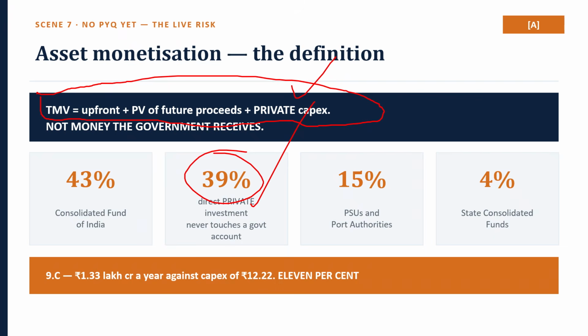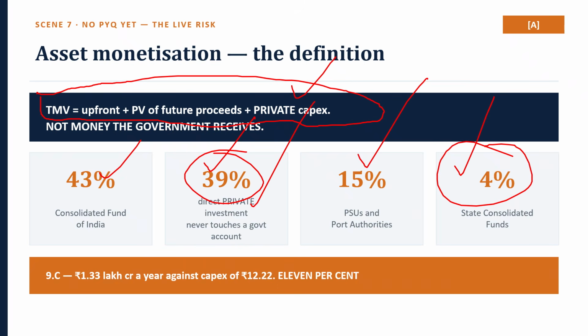The consolidated fund of India takes 43%, private investment 39%, public sector undertakings and port authorities 15%, and state consolidated funds 4%. A candidate who writes the government will raise 16.72 lakh crore by selling assets has made two errors in one class. The government is not selling, ownership is retained and assets revert, and it is not raising that sum. So the scale check that wins the conclusion: government-side flows under NMP 2.0.